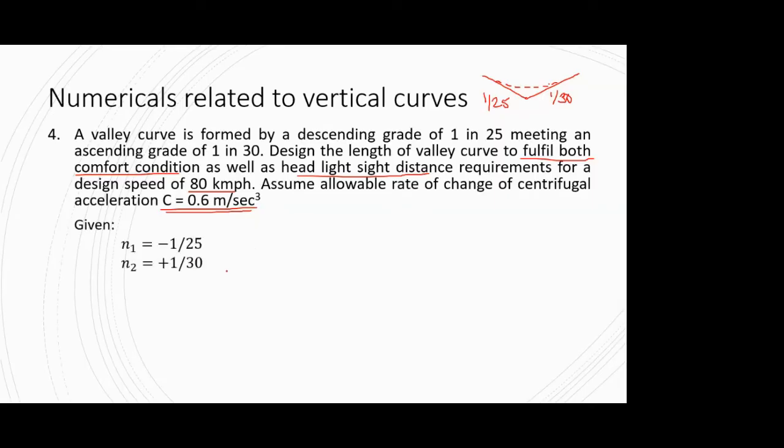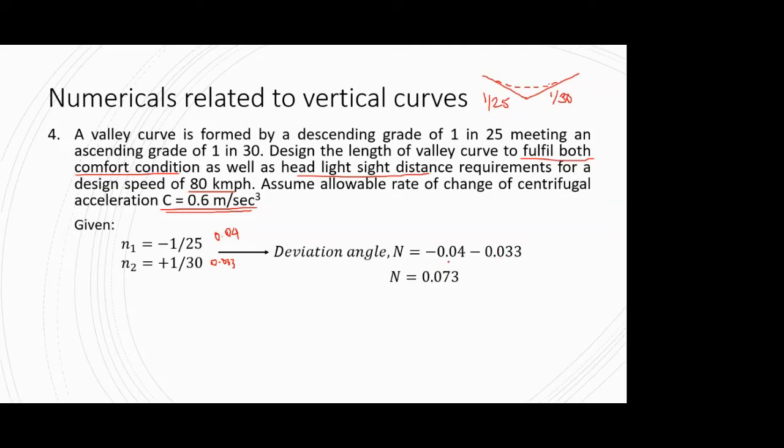So again, starting with the given values, you have the gradient values. N1, in this case, is negative, that is 1 by 25, and N2 is positive, 1 by 30. You just convert it to decimal. So 1 by 25 is nothing but 0.04, and 1 by 30 is nothing but 0.033. So using the same values, find out the deviation angle. It comes out to be 0.073. It's the algebraic difference.